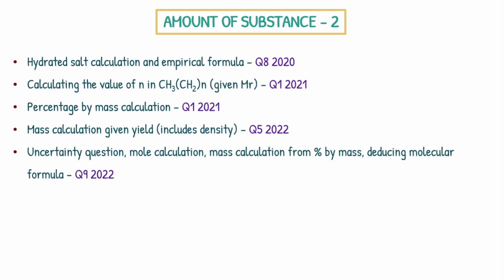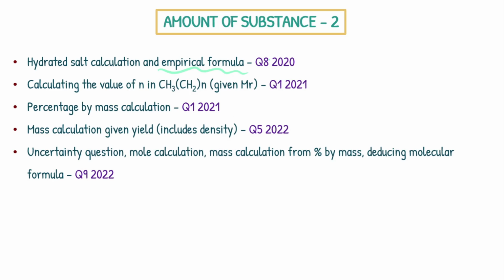All right, part 2 here for amount of substance, hydrated salt calculation and empirical formula. So I've had a bunch of people message me about a hydrated salt calculation from paper 1, 2023. Apparently it was pretty savage, but I haven't seen it, so I'm not too sure, but hopefully you guys were okay with that. And then, as I said, empirical formula. Okay, so this is pretty common, working out empirical molecular formulae. And then we had to calculate a value of N amongst this. So general formula here, and you're given the MR value. So check out the paper if you're a bit confused.